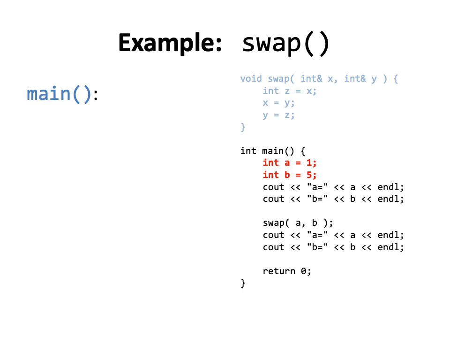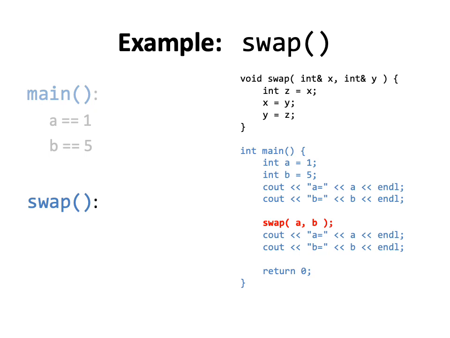So the main method here is totally unchanged. The swap method has changed slightly, and I'll show you how in just a second. So let's start in the main method and continue as we did before. We have a variable a, which equals 1. We have a variable b, which will be equal to 5. And then we call the swap method.